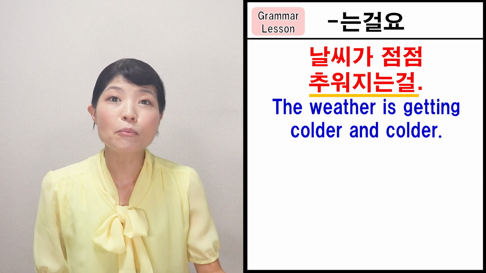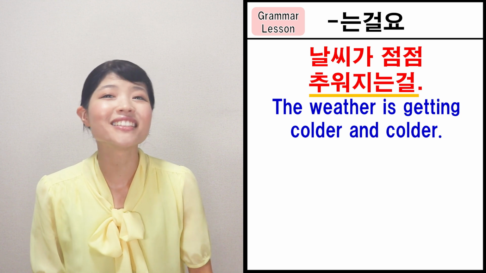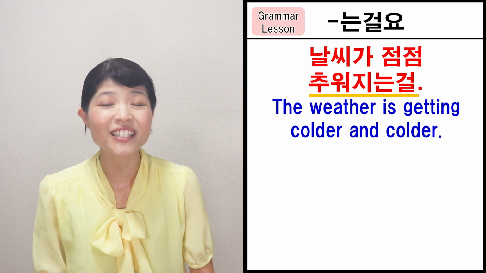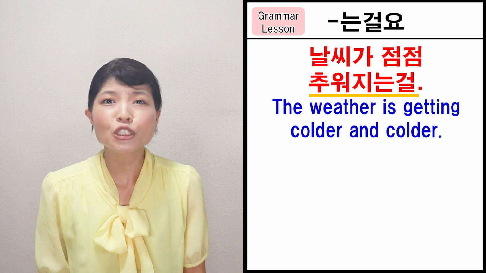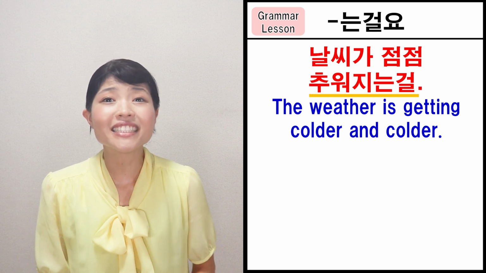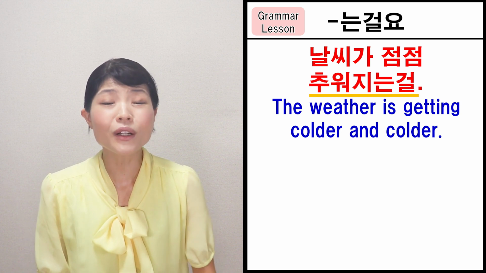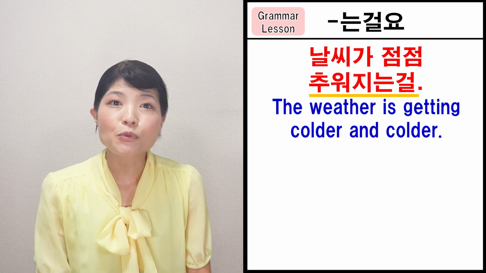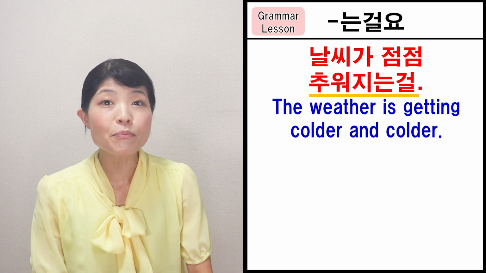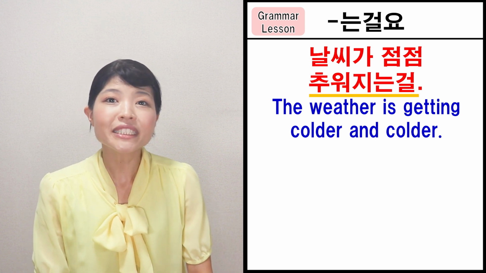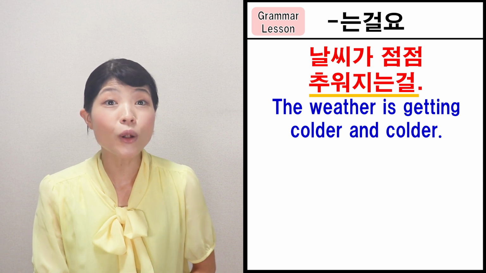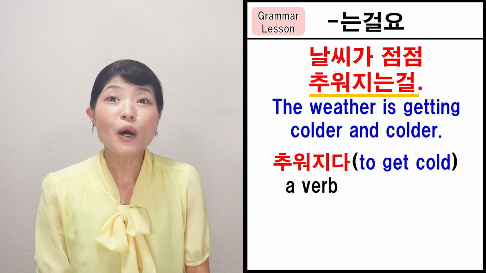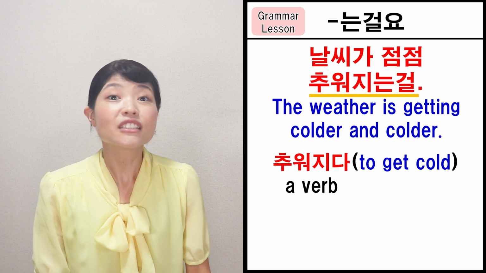To tell your surprise or admiration to something you get to know. 날씨가 점점 추워지는걸? The weather is getting colder and colder. Here, you want to express your surprise at something you find new, which is about the weather getting colder. In this sentence, 추워지다, to get cold, is a verb.